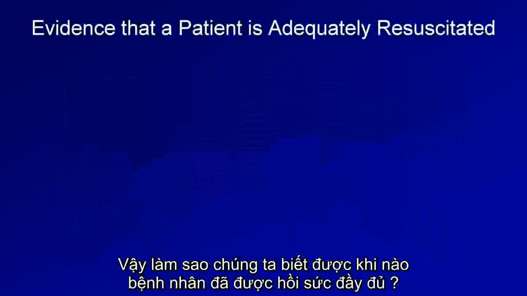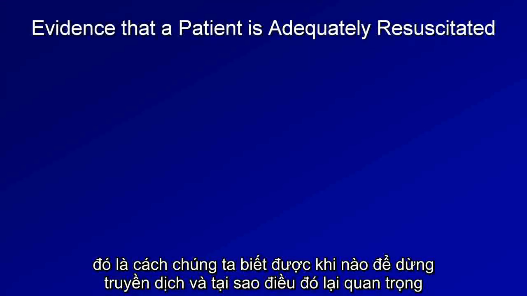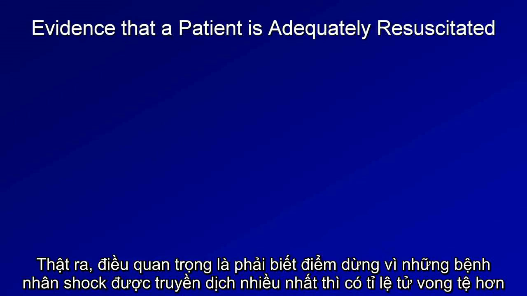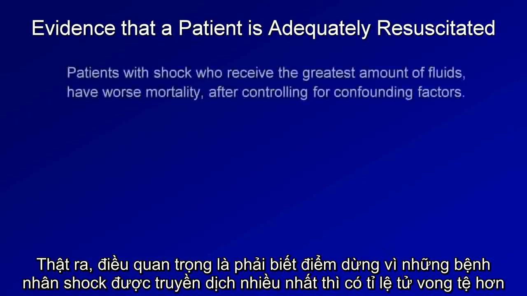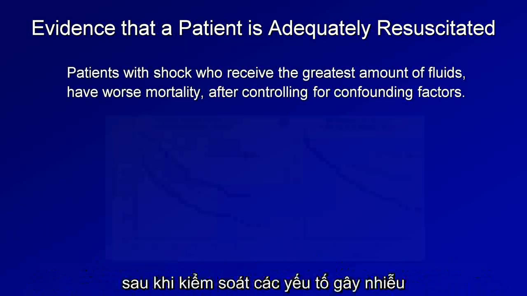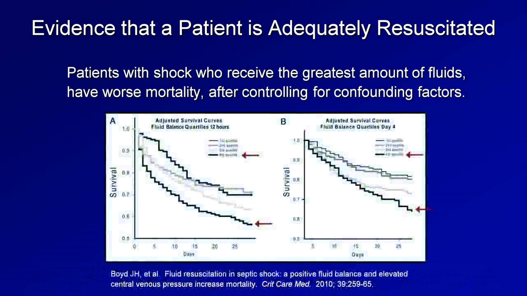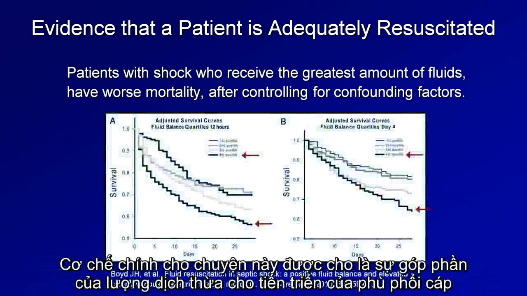So now how do we know when a patient has been adequately resuscitated? That is, how do we know when it's time to back off on the fluids, and why is that critical? Well, it's critical to know when to back off because patients with shock who receive the greatest amount of fluids have worse mortality after controlling for confounding factors. The primary mechanism for this is believed to be the contribution of excess fluid to the development of pulmonary edema.